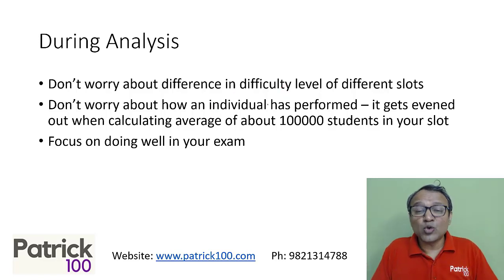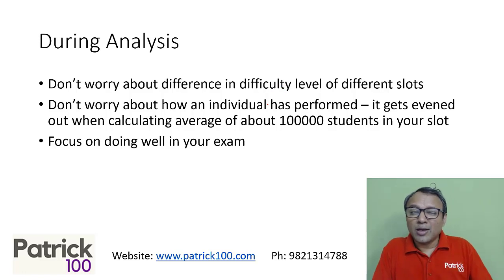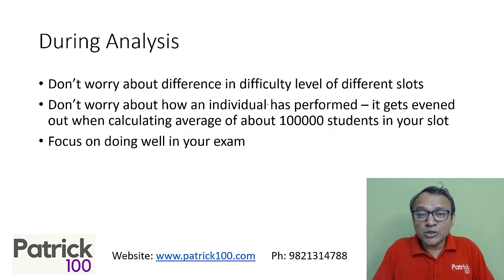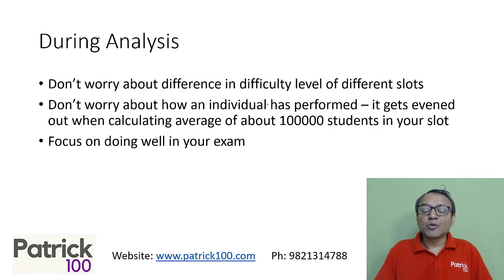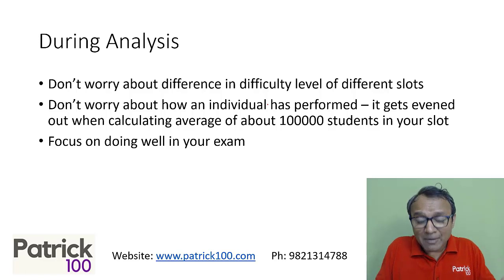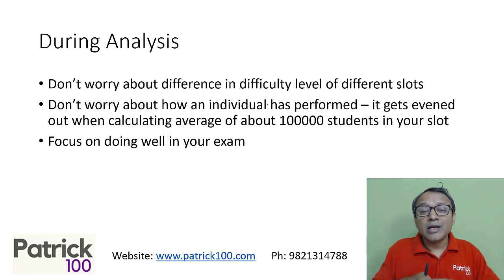Now this normally happens when you go to slot 2. Suppose you go to slot 2 and the slot 1 students have come out and said, oh, the paper is very easy. And you go in and you say, oh, I have to score as much as slot 1 scored, else my percentile will go down. It's a wrong thinking process. Your percentile will depend upon how much you have scored compared with people in your slot. If your slot is more difficult than the previous slot, automatically your scores will go up. Normalization process.